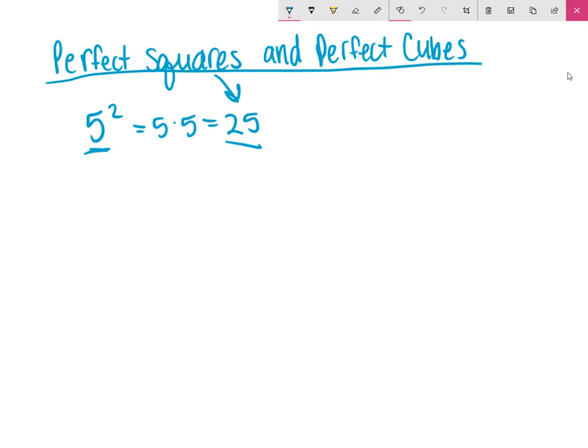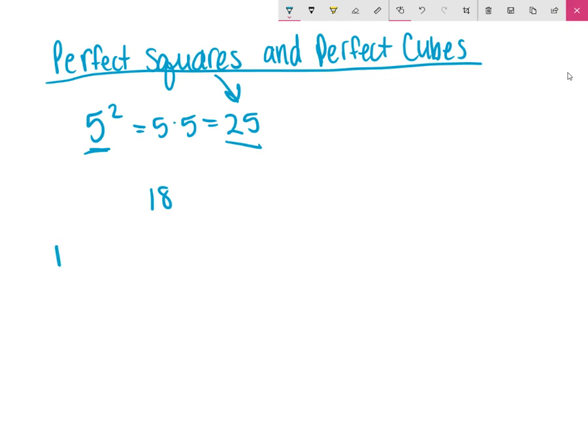Now sometimes you're going to run into a number that you may not know. Maybe 18. Is 18 a perfect square? Not sure. What we can do is try to remember all of our perfect squares, or try to remember all of our numbers that are squared and what they turn into when we square them.